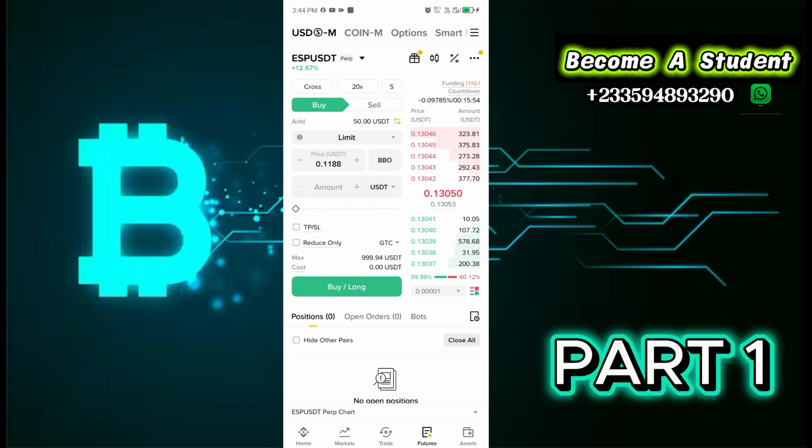But if it doesn't stop at that point that I want it to enter the market, it will still enter the market. But if it doesn't stop there and start going up and it decides to pass it and continue going down, that means I'll be losing. I don't know if you understand. That is the explanation that I have for limit order.